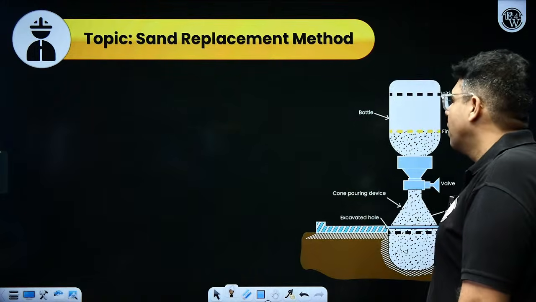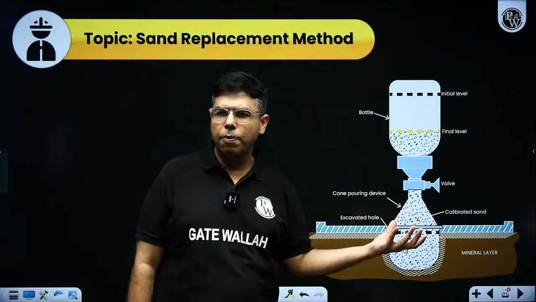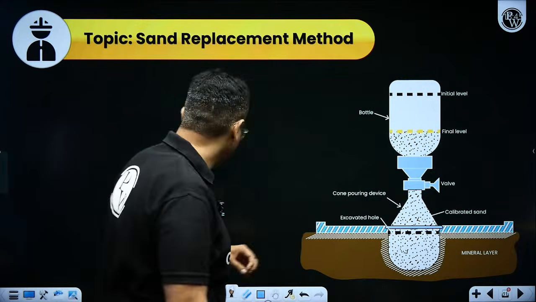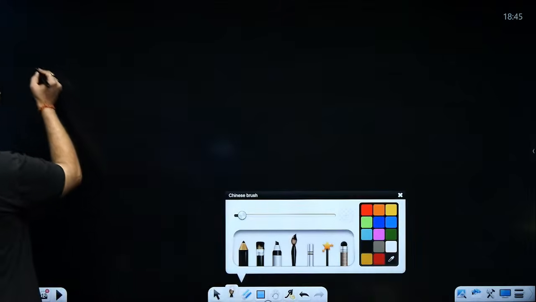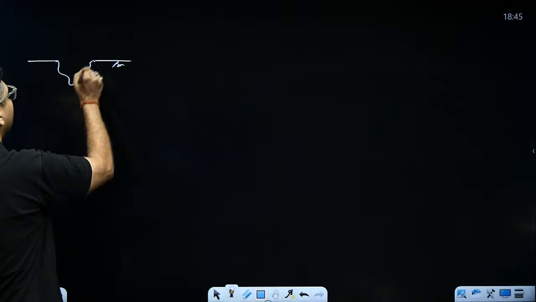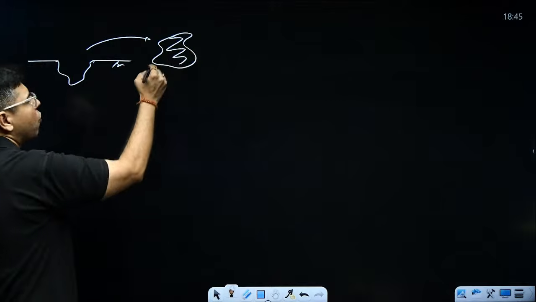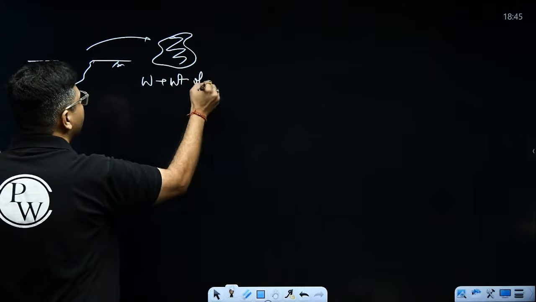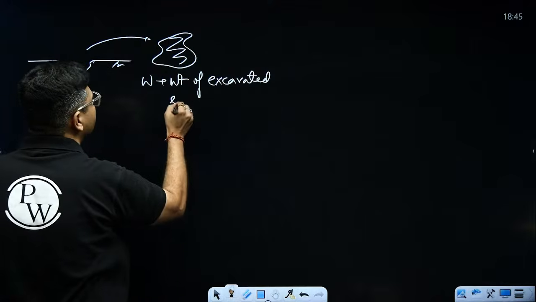Very good. So, this is a sand bottle that we will use. In the sand replacement method, first you will excavate and find out the weight of the excavated soil. Very simple method. First you will excavate the soil, but the volume we do not require. So, W is the weight of the excavated soil. Very interesting method.